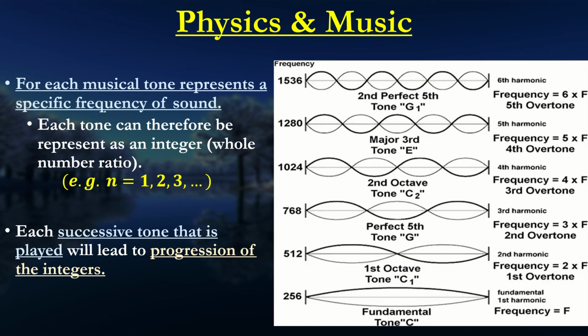So the thing we want to note is each pitch or each tone we generate in a musical instrument, each tone is a specific integer. Integer is basically a whole number ratio. So every tone we generate, let's say on a piano or on a violin, has a specific integer that matches up with that particular tone. Each successive tone we generate, obviously we're increasing the amount of integers we have.